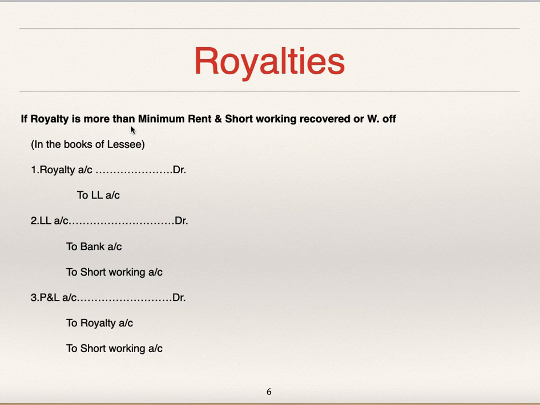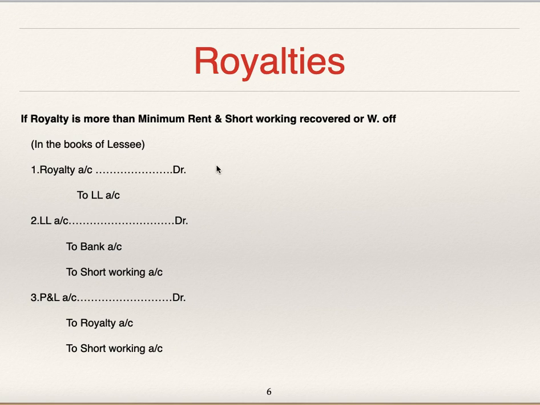If royalty is more than minimum rent and short working is recovered or written off, then entries in the books of lessee would be royalty account debit to landlord, actual amount of royalty, landlord account debit to bank to short working. This is recovery of short working, recoupment of short working which lessee has suffered in the past. Profit and loss account debit to royalty to short working. This short working is nothing but short workings which lessee could not recover, which is to be written off.